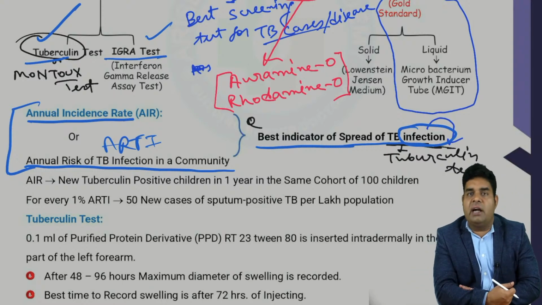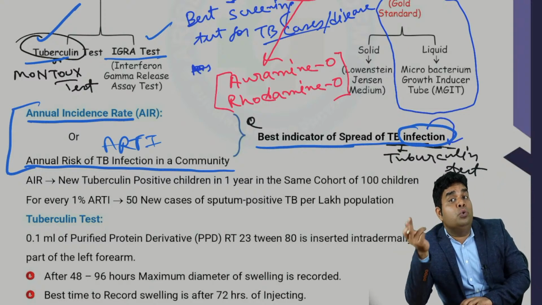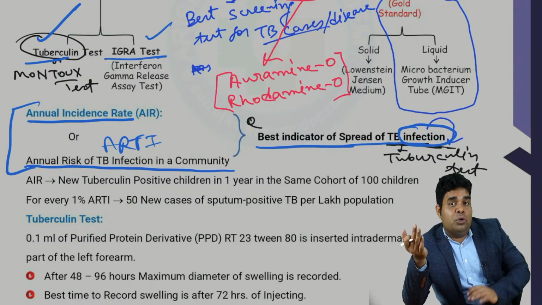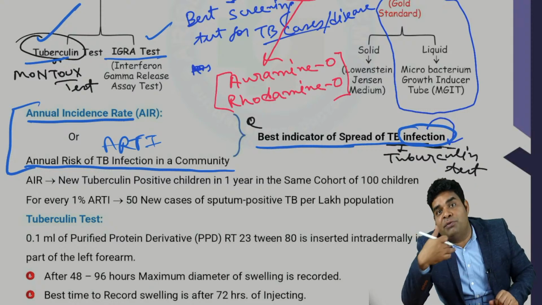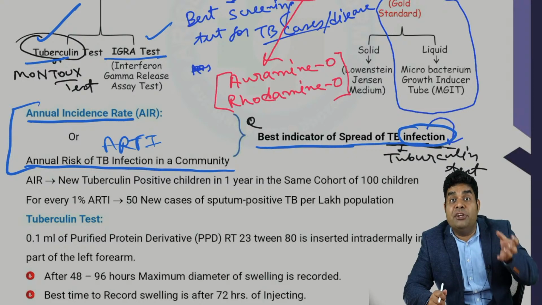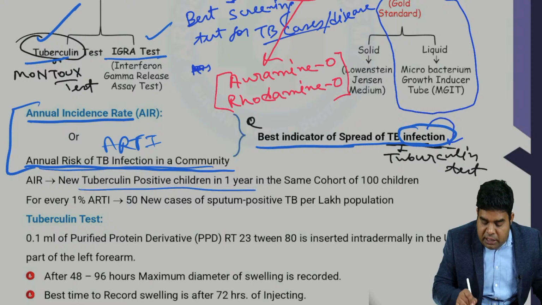Suppose out of 100, 30 came positive this year. Again, next year also we will do the tuberculin test on those 100 children. And suppose this time 45 came positive. So last year 30 were positive, this time 45 were positive. It means within the last 1 year, 15 new cases of tuberculosis occurred. So that is the way of detecting annual risk of TB infection.